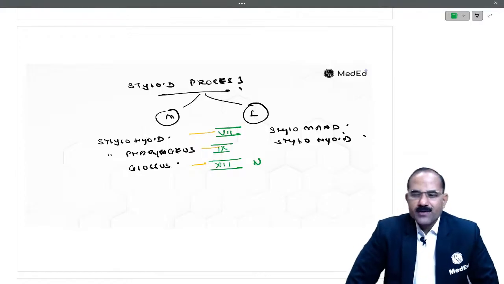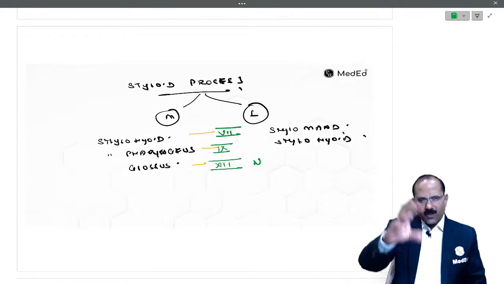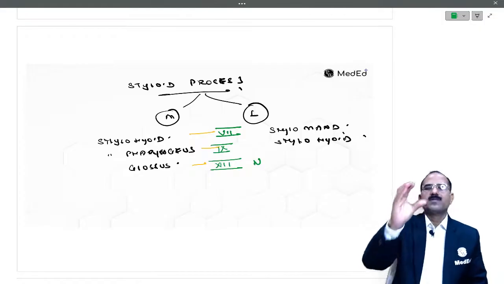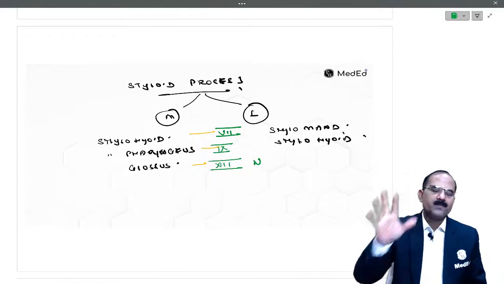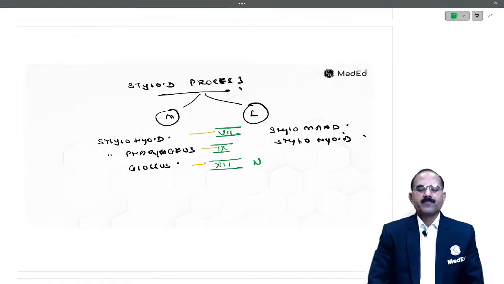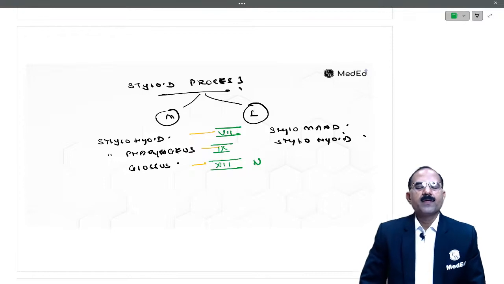And slides, histology, I've told you what things you have to remember. Even if a short note comes on histology, just write those things, elaborate a little, draw a beautiful H&E diagram. That's enough. Clear?